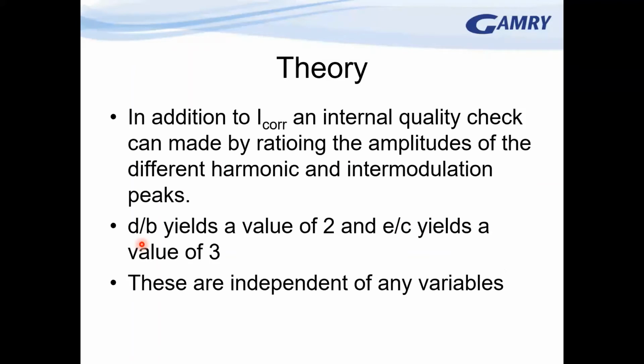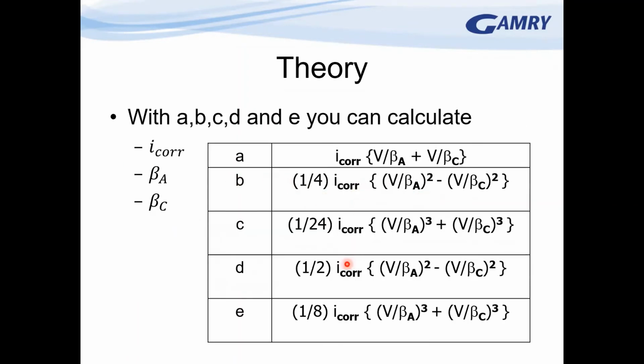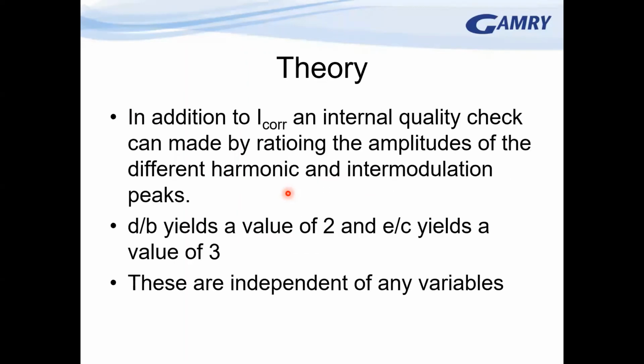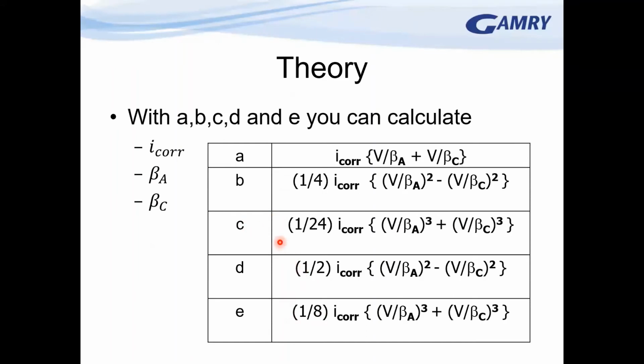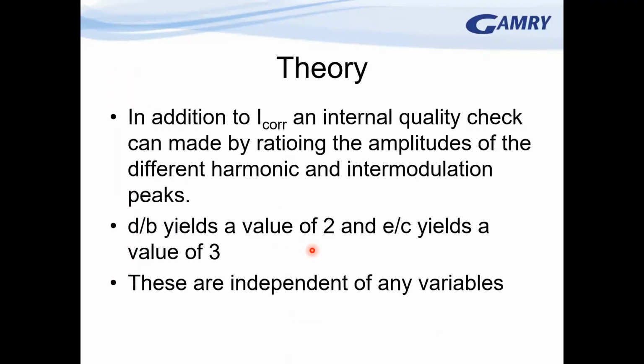In addition to the I core, an internal quality check can be made by ratioing the amplitudes of different harmonic and intermodulation peaks. So if we look at the ratio of the D and B peaks, we're going to get a value of 2. And if we ratio the E and C peaks, we get a value of 3. And these are sort of independent internal checks to see that the experiment is working correctly.